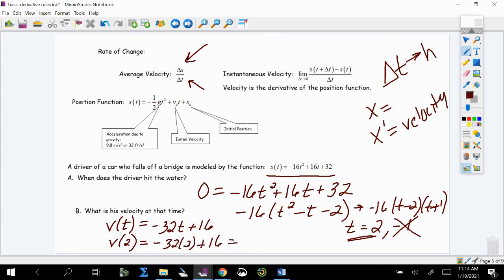And again, this one probably doesn't need a calculator. So you get -64 plus 16, which is -48. Velocity, in this case, is in feet per second.